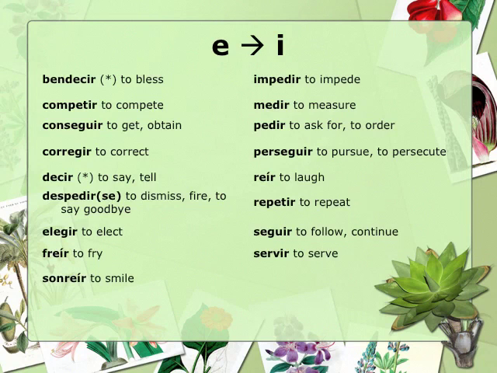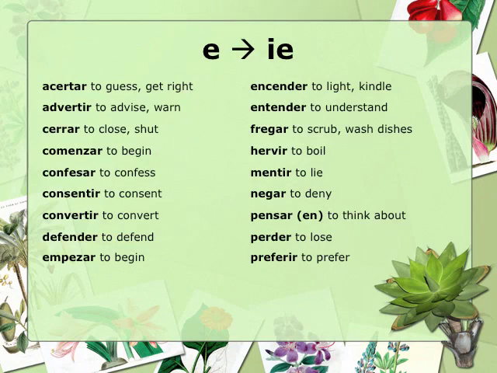Here lists your E to I. We've already seen decir. We've seen pedir, seguir, repetir, and so forth. Again, do not try to copy these verbs. You should have them sitting in front of you. And the last category, E to IE, words that we've seen before: cerrar, to close, empezar, perder, preferir, etc.